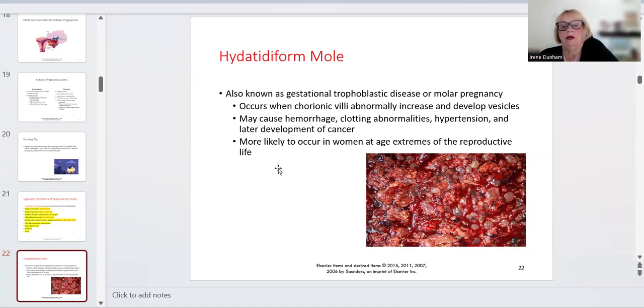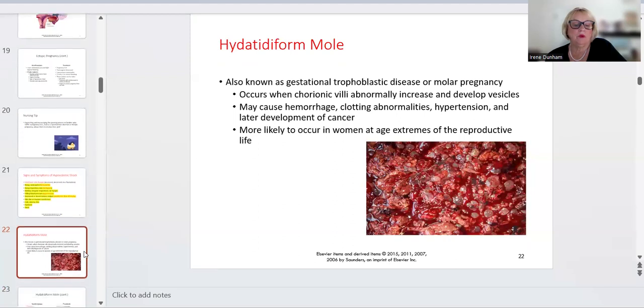So these usually occur at age extremes of the reproductive life. So again, that first ultrasound that's done at 8 to 10 weeks is important because I need to see that heartbeat. See, I'm looking for the fetus, but I'm looking for that heartbeat because I don't want to see this. This is a hydatidiform mole.